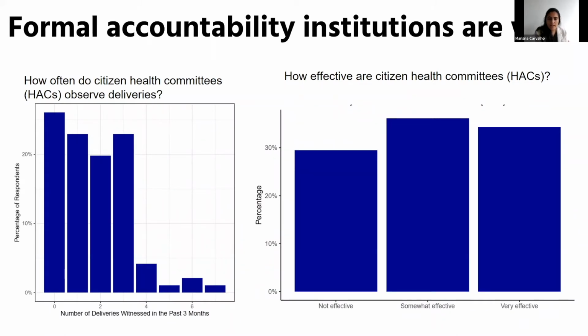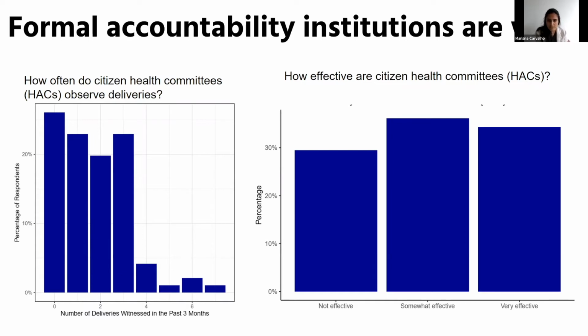The fourth takeaway is that formal accountability institutions are weak in Malawi. In addition to our survey with citizens, we also had a survey with HAC members in the same villages. Health advisory committees, or HACs, are responsible for drug monitoring, among other duties. However, we have observed that the HACs have been ineffective in overseeing deliveries of medicines. The first graph shows the number of deliveries witnessed by HAC members in the past 3 months, and 26% of respondents have said that they haven't witnessed a delivery, and around 23% said that they witnessed only 1 delivery in 3 months.